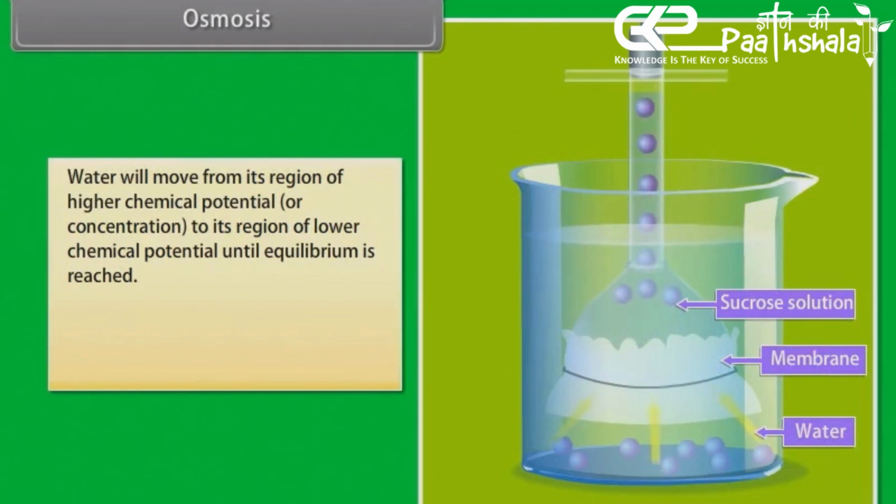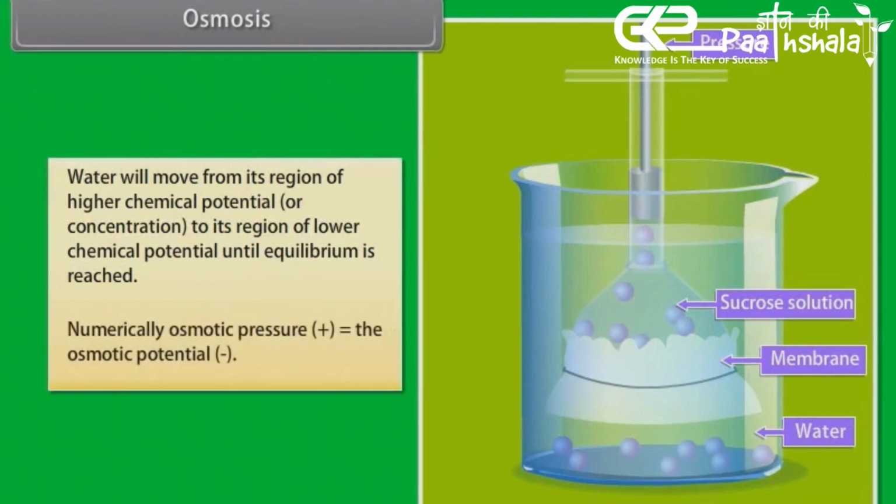Now, we will apply some pressure to stop the water movement into the funnel. This pressure required to prevent water from diffusing is, in fact, the osmotic pressure, and this is a function of the solute concentration. The greater the solute concentration, the greater the pressure required to prevent water from diffusing in. Numerically, osmotic pressure is equivalent to the osmotic potential, but the sign is opposite.